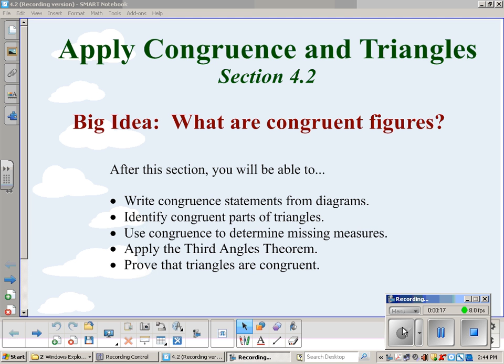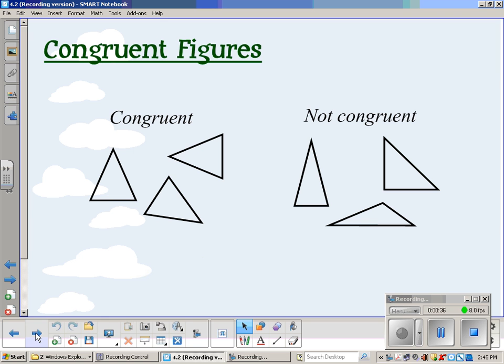diagrams. We're going to identify different parts of triangles which are congruent. We're going to use congruence to determine missing measures. And then we're going to apply the third angle theorem to find another pair of angles. Finally, we're going to conclude where we prove when triangles are congruent. So first, let's take a look at what congruent figures actually are.